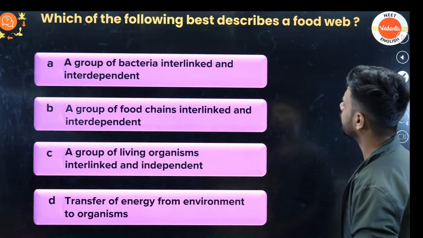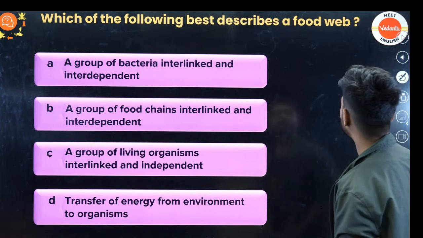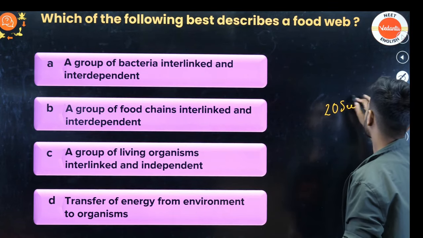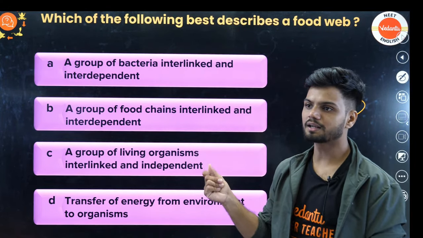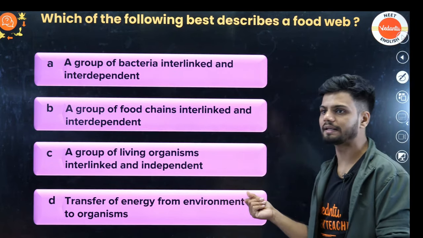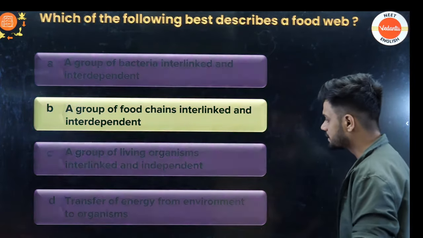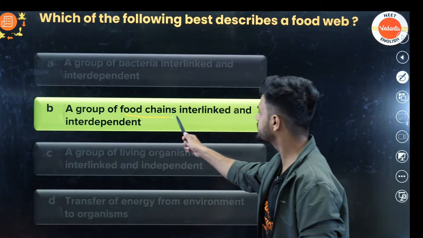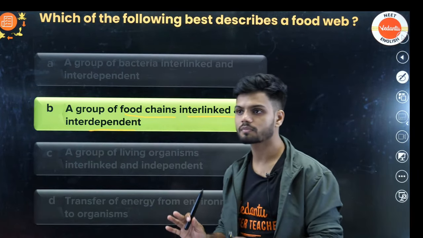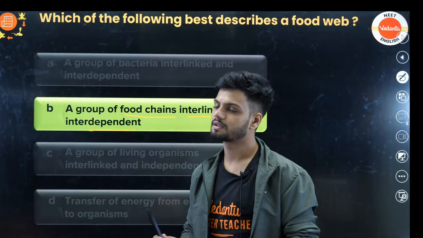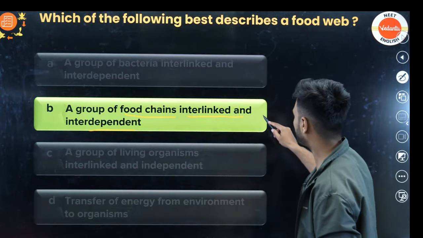Next question. Which of the following best describes a food web? Which is the proper definition of a food web? I'll give you 20 seconds. Quick answers, I want. I see some of the students have gone already. Shivani, yes. It is a group of food chains interlinked and interdependent. Clear? It is option number B.